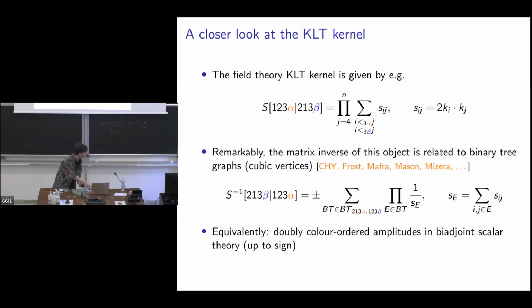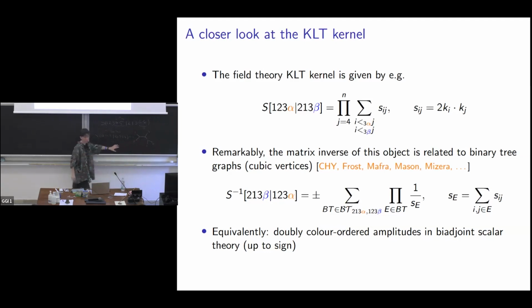As an example, this is just one element, but imagine we have all of the others and we take the matrix inverse of this. Then, up to a sign, the element for 1, 2, 1, 3, 4, 5 and 2, 1, 3, 5, 4 is just equal to minus the propagator product for the tree for 2, 1, 3, 4, 5.